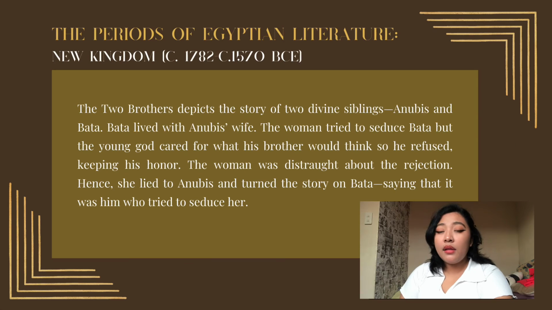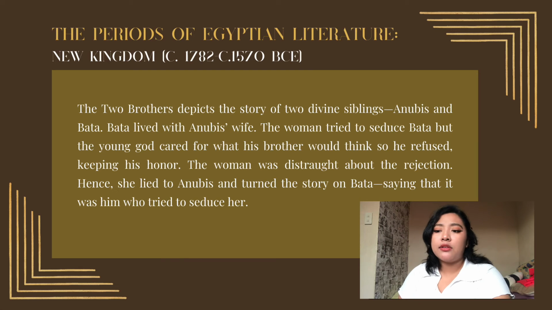There are two works known from this period. These are The Prince Who Was Threatened by the Three Fates and The Two Brothers. The Two Brothers depicts a story of two divine siblings, Anubis and Bata. Bata lived with Anubis' wife and Anubis.